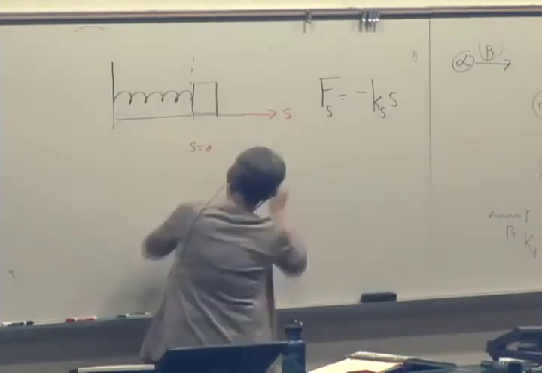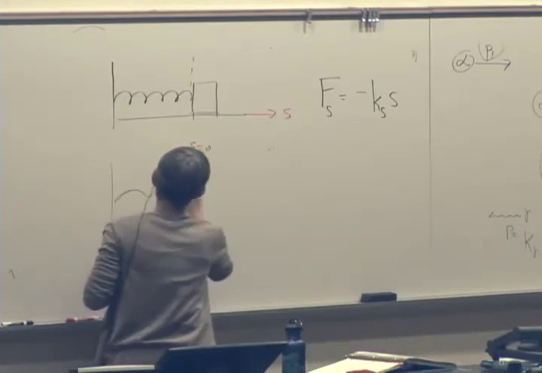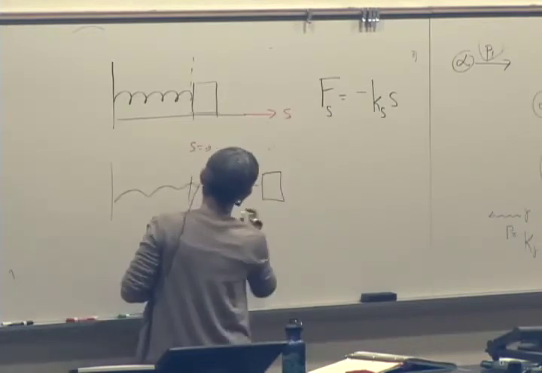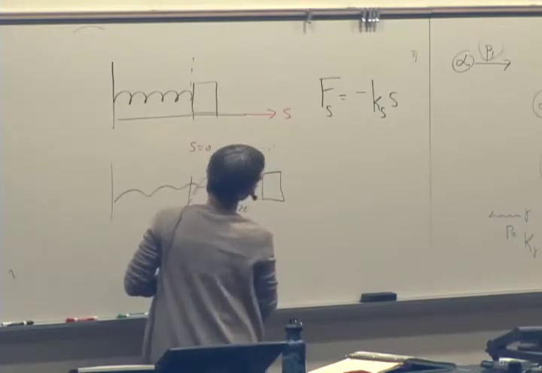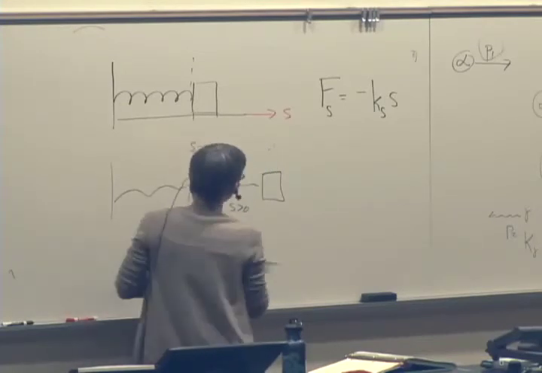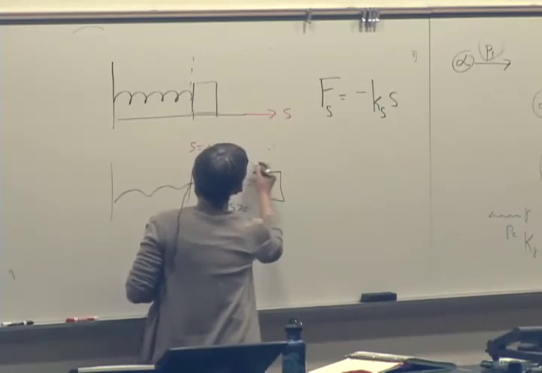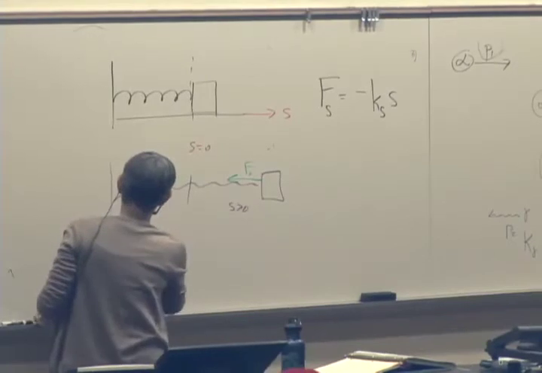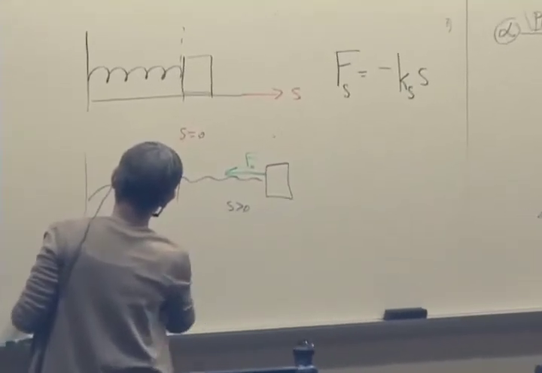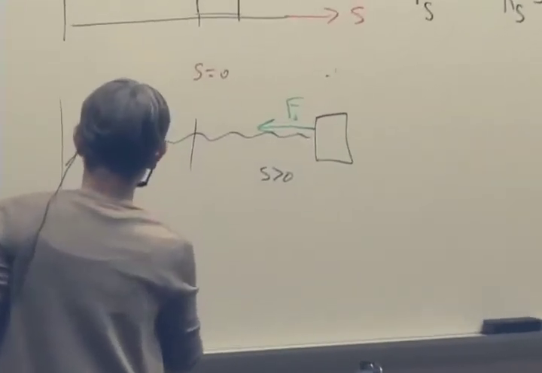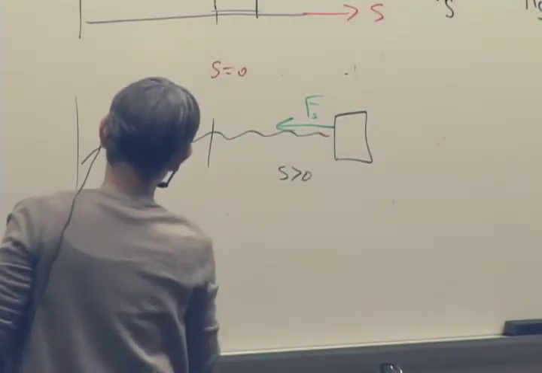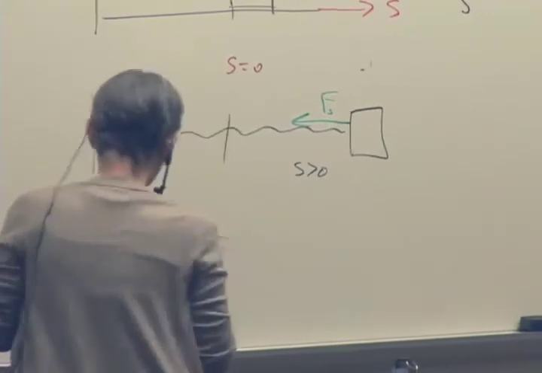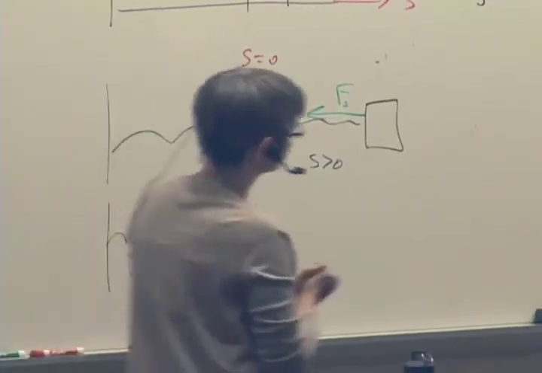If we stretch the spring so it's longer, then S is greater than 0. And that says the S component of the force should be that way, and that's good. If we compress the spring so it's shorter, so this was S equals 0, now we have S less than 0. The force is that way, so it looks good.